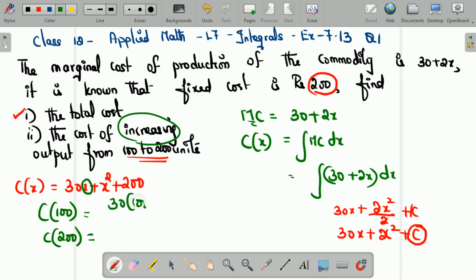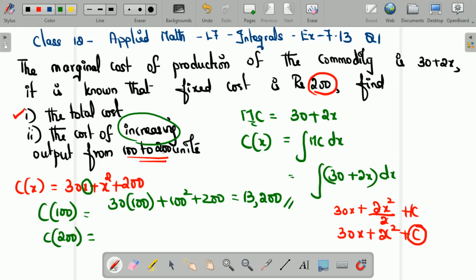So 30 into 100 plus 100 squared plus 200. So this is going to be 3,000. This is 10,000. So 13,000 plus there is a 200. So this means 13,200. So this is the cost for producing 100 units.